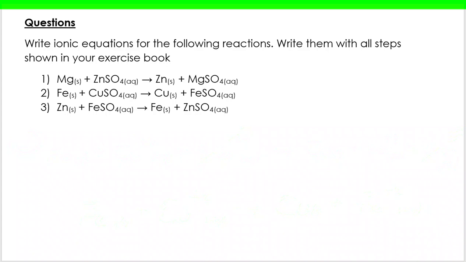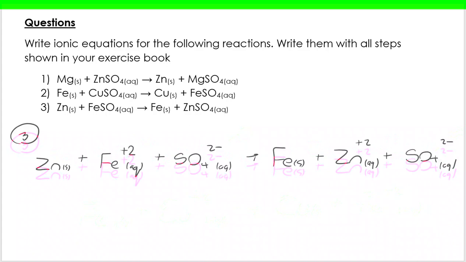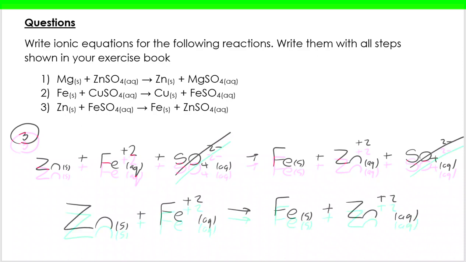Finally, a third one. And once again, I write it out. I can see my iron sulfate and my zinc sulfate have been broken down into their constituent ions. I've got SO4 2- as spectator ions on the left and the right. So I get rid of them, and then I rewrite the equation without them. And there we have it.